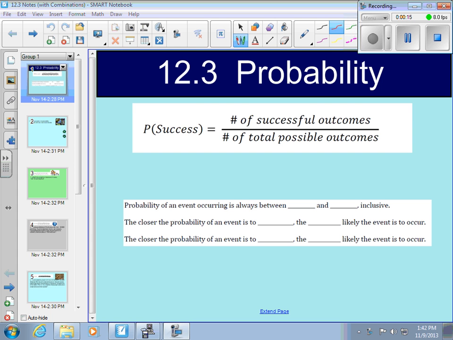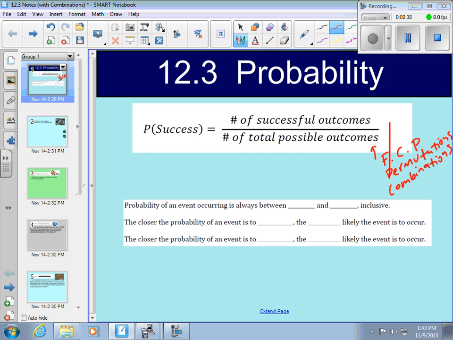Now, as we figure this out over the next couple of days, keep in mind the things we talked about so far, like the fundamental counting principle, permutations that we've looked at, and also along with that, combinations. Those things will help us figure out some of these outcomes that we're going to be looking for.